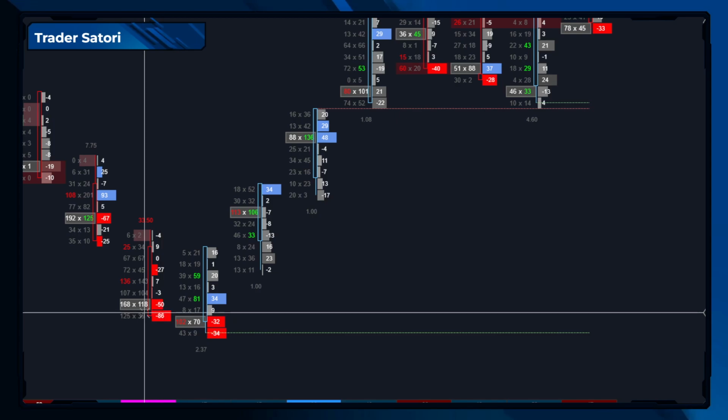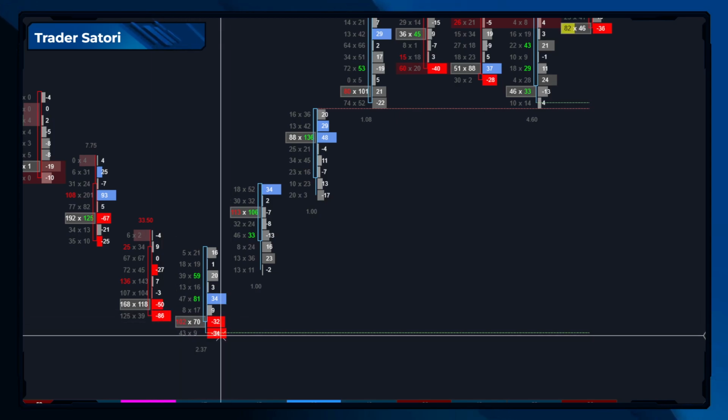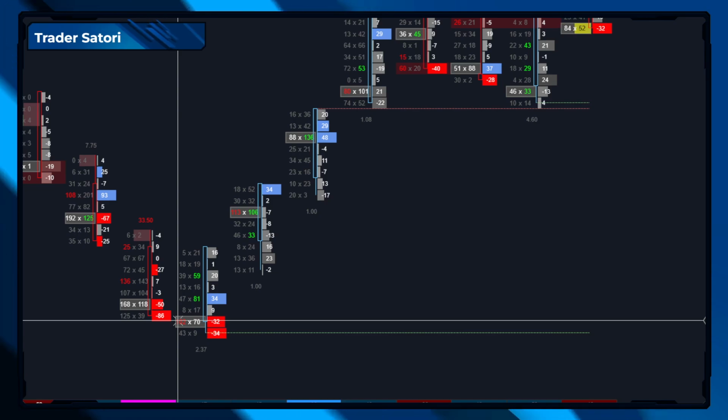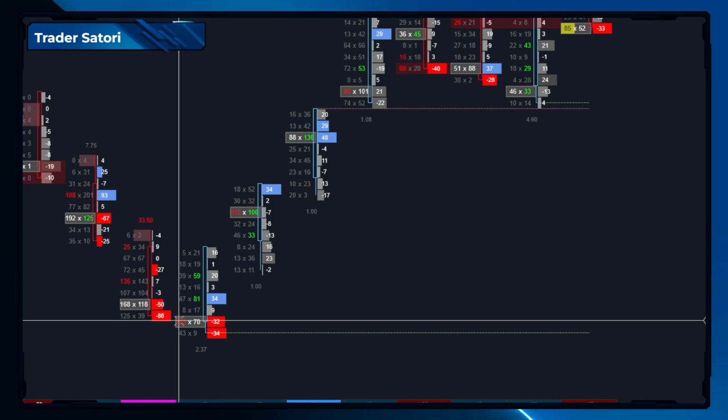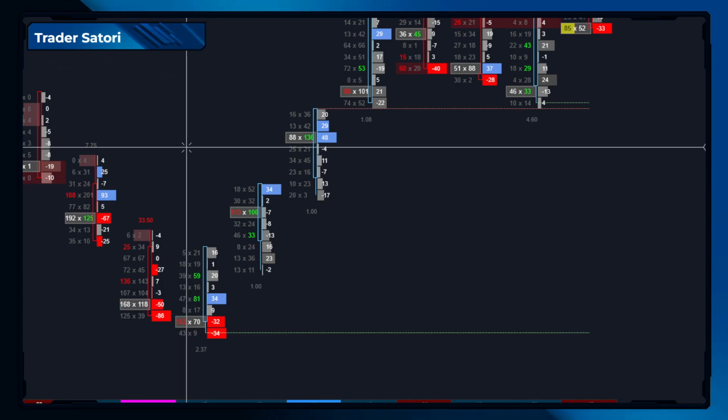Okay, so we've got block orders at the lows. Alright, we've got bearish imbalance at the low. Alright, so it's not the best setup, and you just lower risk.